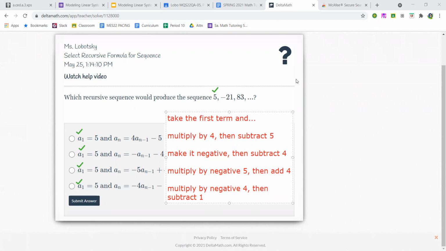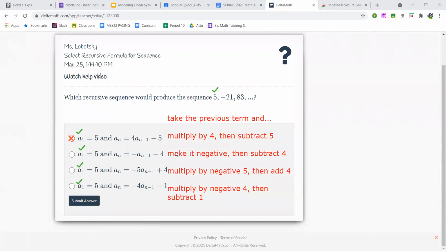So we have to see if it works every time. So if I take 5 and multiply it by 4, 5 times 4 is, and this shouldn't even say first, it should say previous term, sorry, previous term. So we take the previous term, we multiply by 4, that's 20, and then we subtract 5. Does that work? No, that one doesn't work. We can get rid of that.